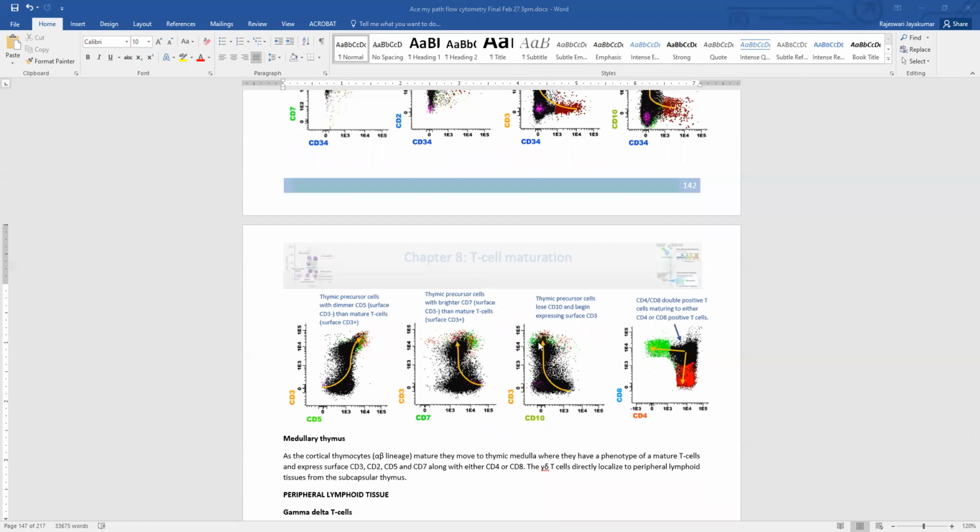This is again CD10 versus CD3 showing a similar pattern. Initially CD10 positive, then they lose CD10, they start acquiring CD3, and then the mature T cells are negative for CD10 and they express bright CD3.